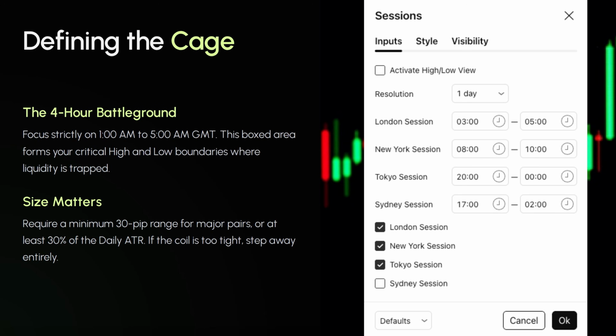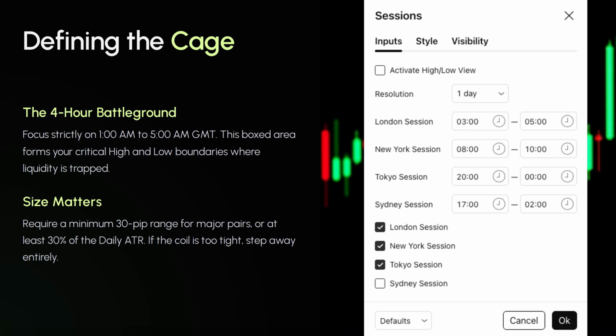To mark the liquidity cage, we focus on the first 4 hours of the Asian session, specifically from 1 a.m. to 5 a.m. GMT. This is your battleground. And to make this completely simple, you don't need to draw anything manually. Use an indicator called Sessions on Chart with the exact settings I'm showing you right now. Once those 4 hours are boxed in, you have your high and your low. That box is the cage and all the liquidity is trapped inside it, waiting for London to break it open.